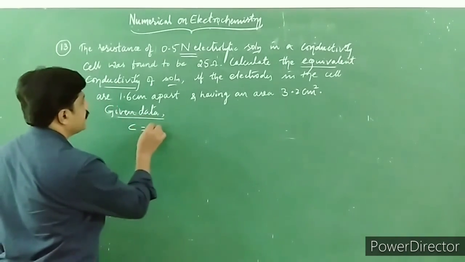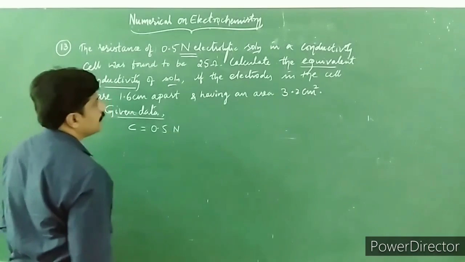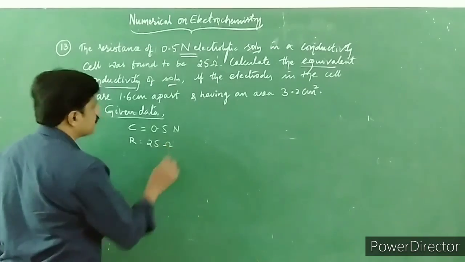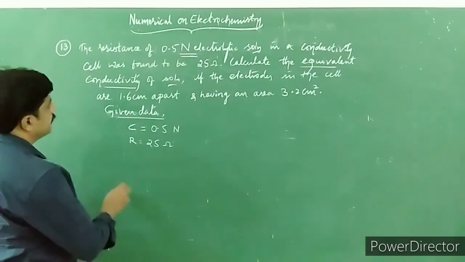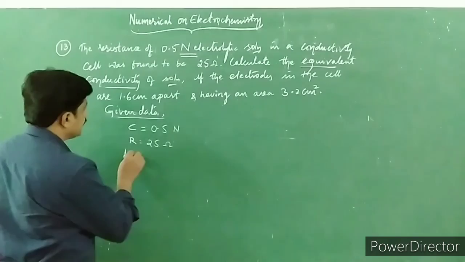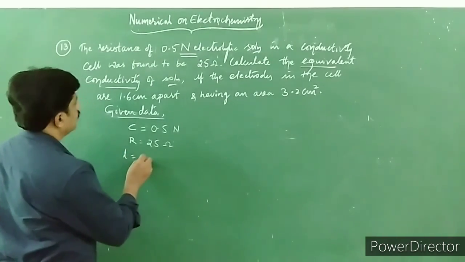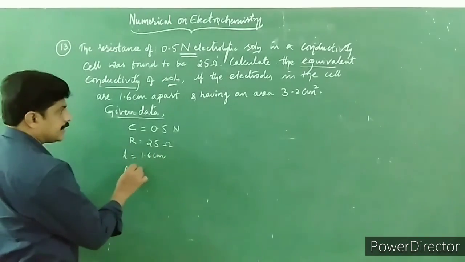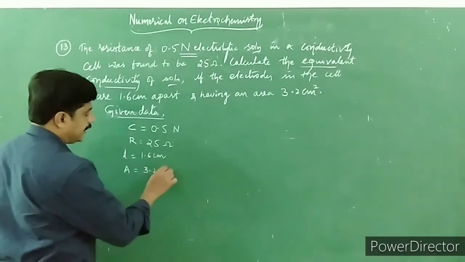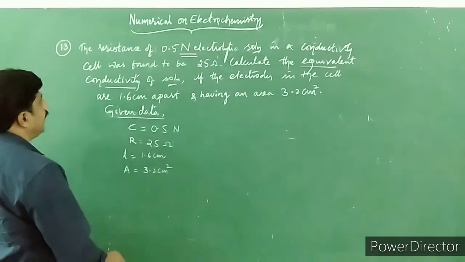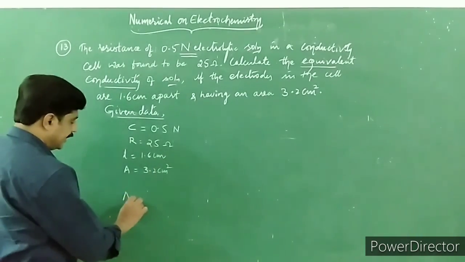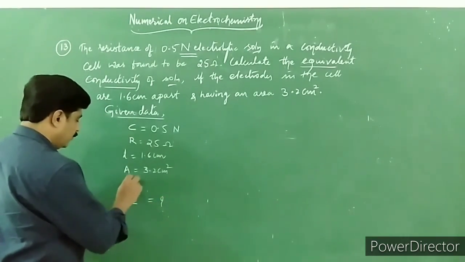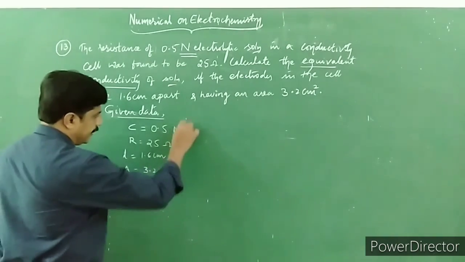So concentration is given 0.5 normal. Resistance is given how much? 25 ohms. What else is given? L is given, is it not? How much? 1.6 centimeter. And area is given how much? 3.2 centimeter square. What are they asking? They are asking to find out equivalent conductivity, that is lambda E. Children, for this you need to know the value of conductivity.